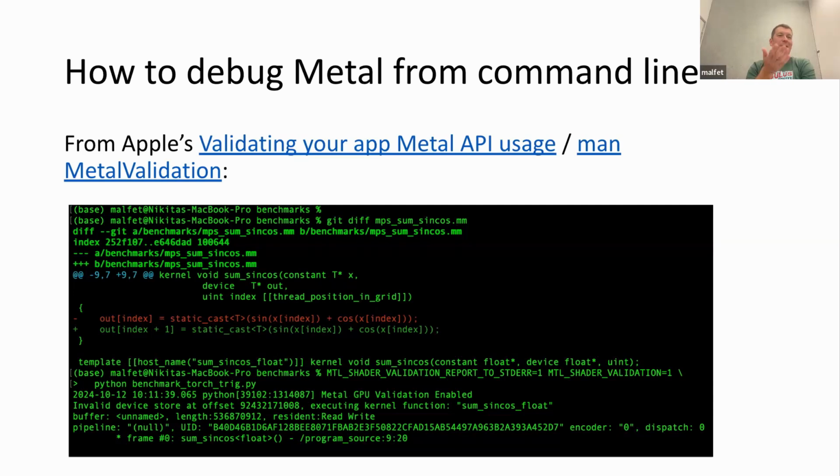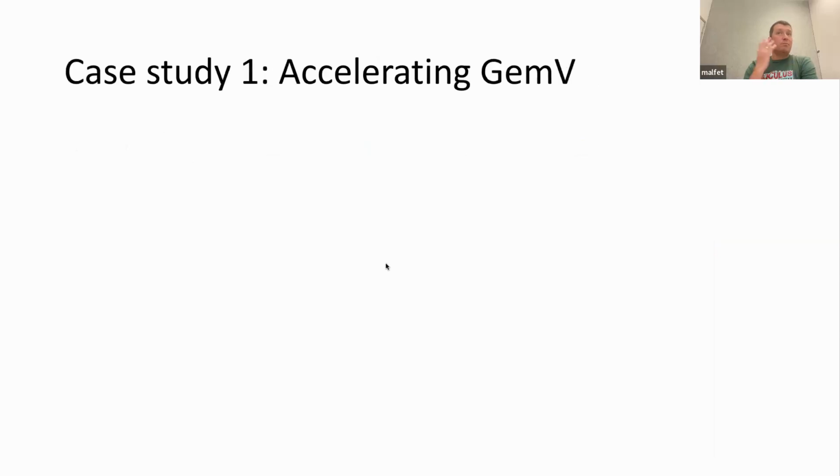And you can see I made an obvious mistake: I have an out of bound write in my kernel. If I run it without validation, it will just succeed. But if I define metal shader validation equal to 1 and want to see the report on standard error, it will print a message that the execution function has an invalid write, which again, is not ideal, but at least you know you're doing something wrong. And it highlights a line number, which is also a useful thing to have.